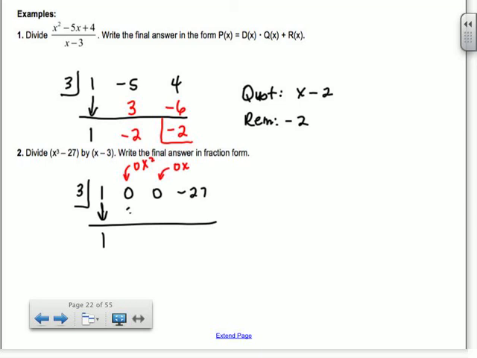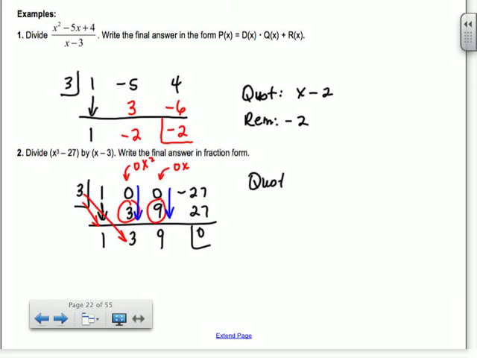Okay. 3 times 1 is 3. Add straight down, I get 3. 3 times 3 is 9. Add straight down, I get 9. 3 times 9 is 27. Add straight down, I get 0. Okay, so you're always doing 3 times 1, you put it here, then you add straight down. And then you take that number and you do 3 times 3, you put it here, and then you add straight down. Okay, you see the method?